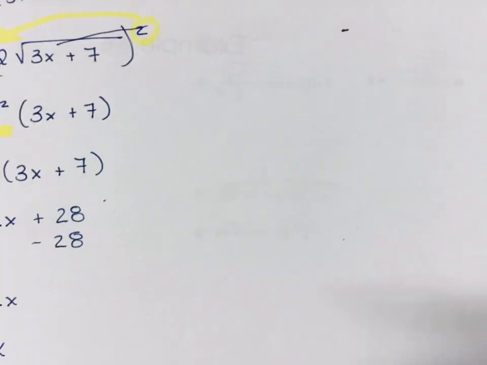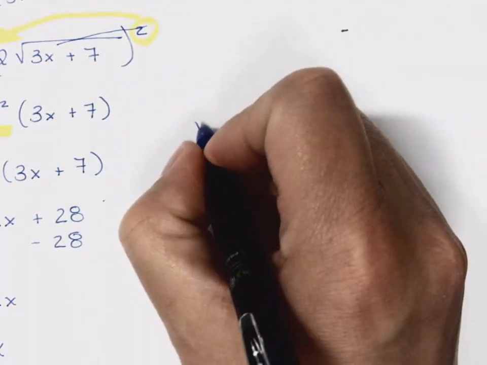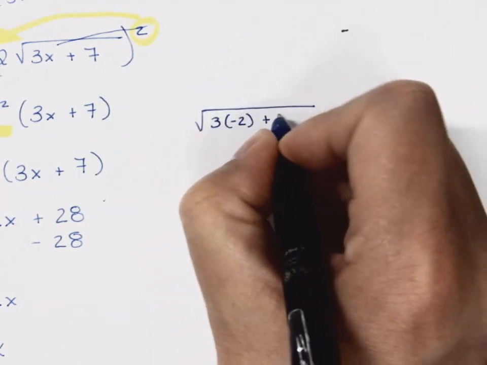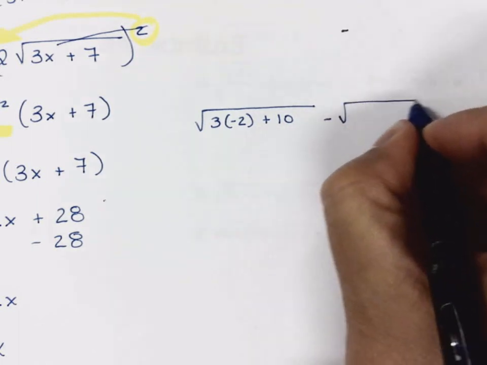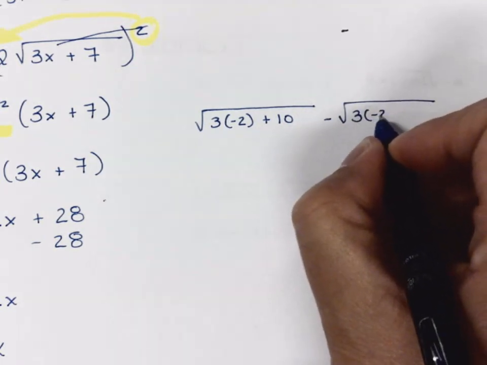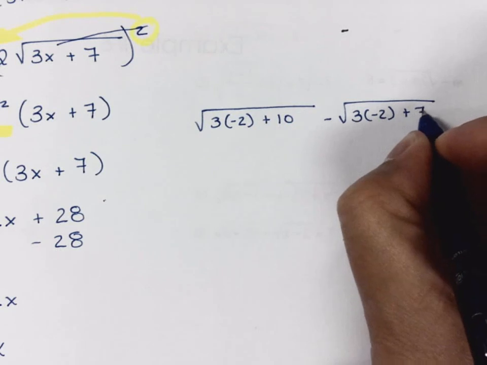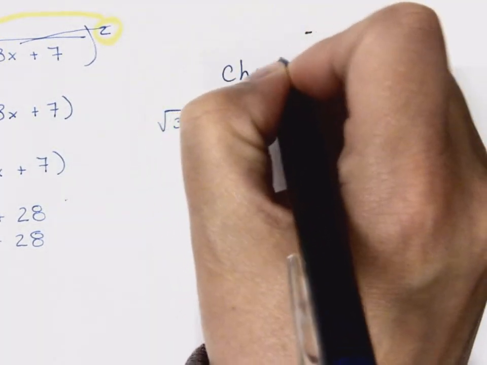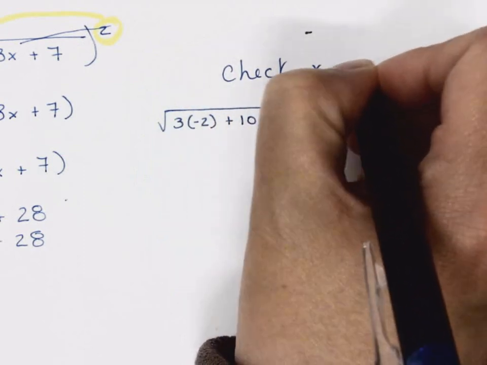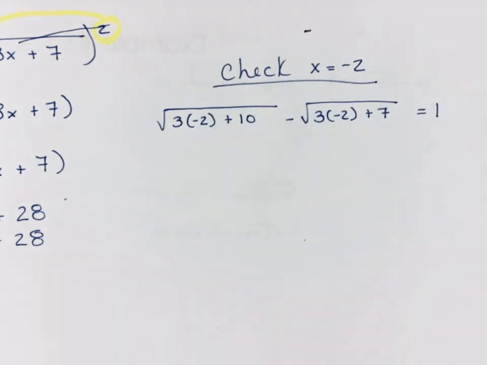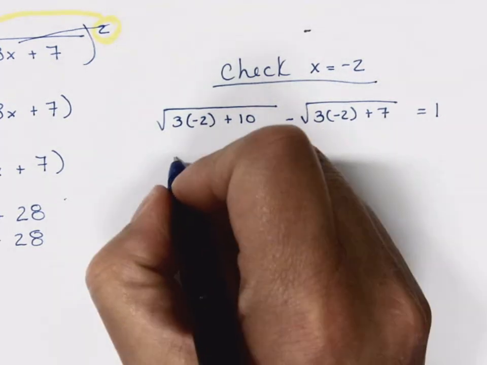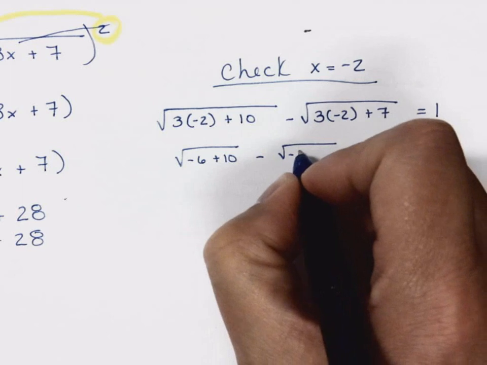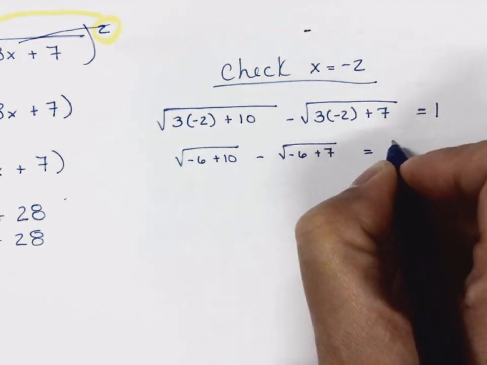So we're going to do our check on -2. I'm going to put it back into the original. So 3 times -2 plus 10 minus the square root of 3 times -2 plus 7 equals 1. I'm just going to label this as my check. I'm a big fan of making sure I know where things go. So I have -6 plus 10 minus -6 plus 7 equals 1.